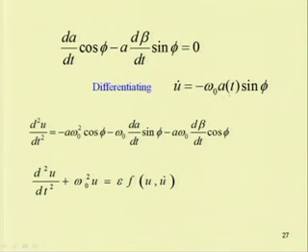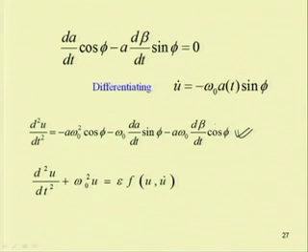So if you differentiate it, d square u by dt square will be equal to minus a omega 0 square cos phi, minus omega 0 dA/dt sin phi, minus a omega 0 dβ/dt cos phi.